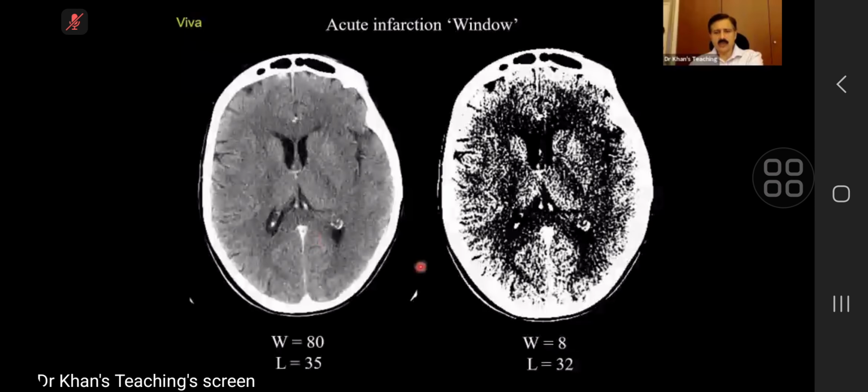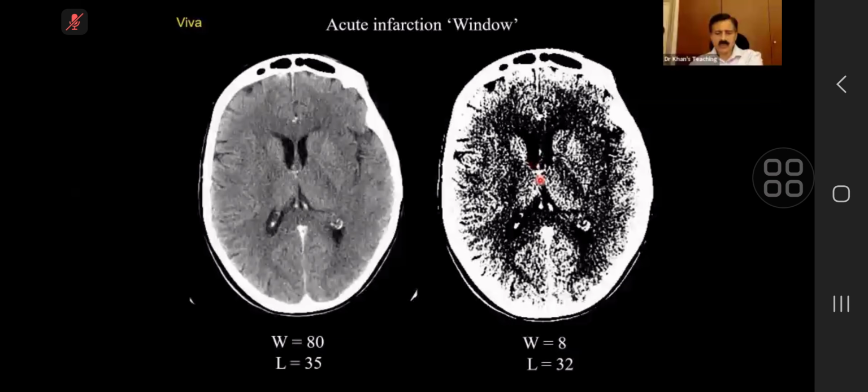The stroke window, or acute infarction window, whatever you want to call it. Those of you who don't use this window in your clinical practice, you can use it. The window width is 8 and the level is 32. It gives you this kind of picture.